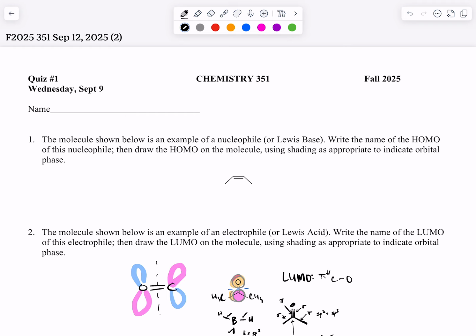I will just say this: remember that your goal is to look at a molecule and identify, if you're told that it's a nucleophile, what the HOMO is, and if you're told that it's an electrophile, what the LUMO is. So Nate, come on down and take it away.